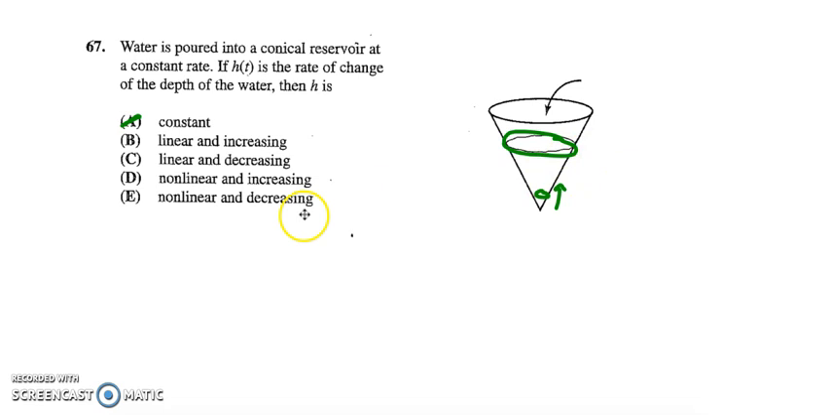So it's going to be nonlinear, first of all. The rate at which the change in the depth of the water is happening is going to be nonlinear and decreasing because the water level goes up very quickly at first and then it levels off to go up more slowly. So the rate is very high and then goes lower. The rate of change of the depth of the water is very high at first and goes lower. So nonlinear and decreasing.